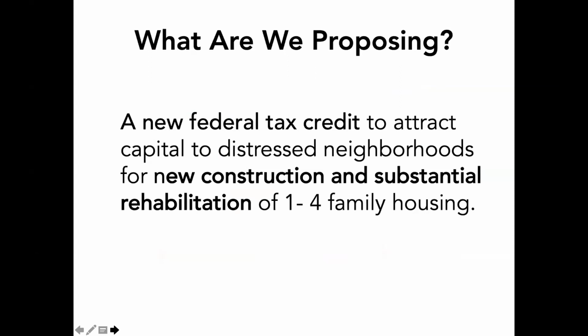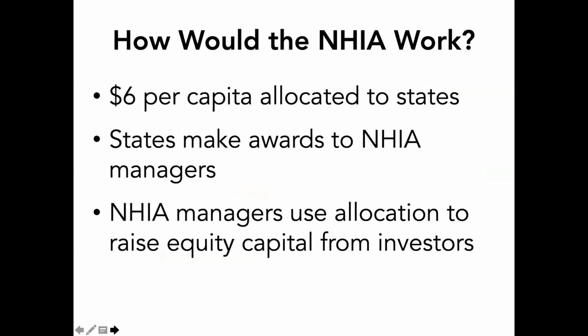So we are proposing a new federal tax credit to attract capital to distressed neighborhoods for new construction and substantial rehabilitation of 1 to 4 family housing. The way it would work is that the federal government would allocate $6 per capita to the states, to the housing finance agencies. The states would run the competitive RFPs and make awards to what we're calling NIA managers or sponsors. The managers would use the allocation to raise equity capital from investors.